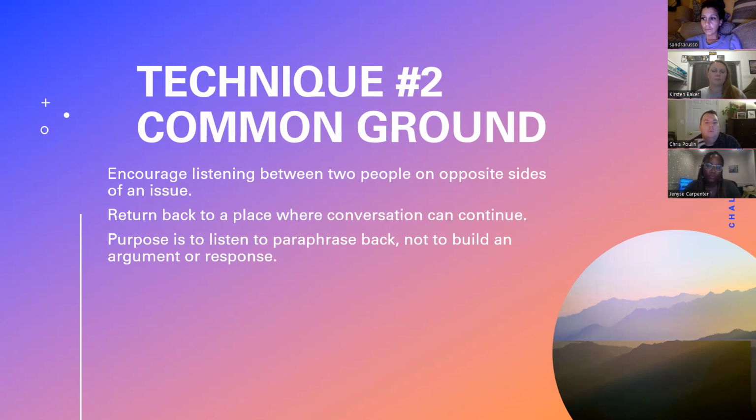And so when we do this, we review the ground rules. But the main purpose is that each person gets a chance to communicate their thoughts and their feelings on the topic. And then the other person listens to paraphrase back, and it's important to not build an argument or response. That way, when you're listening, you're really fully listening to understand and not being distracted by figuring out what you're going to say in response to it.